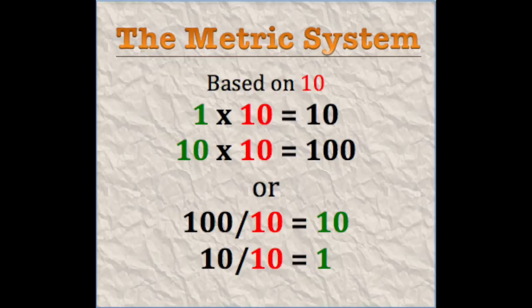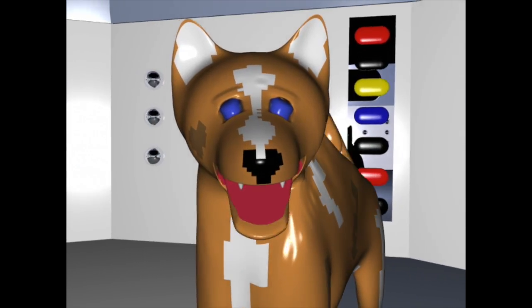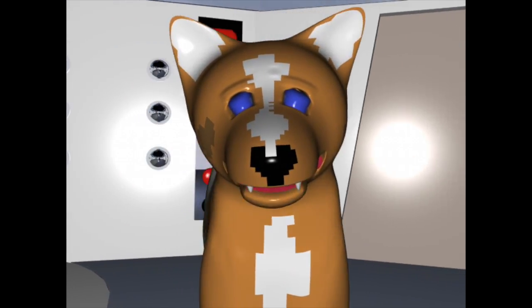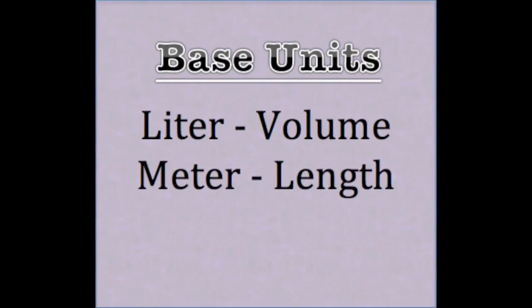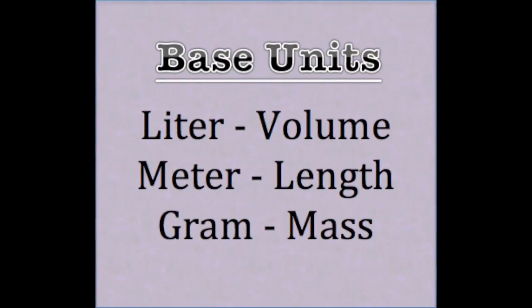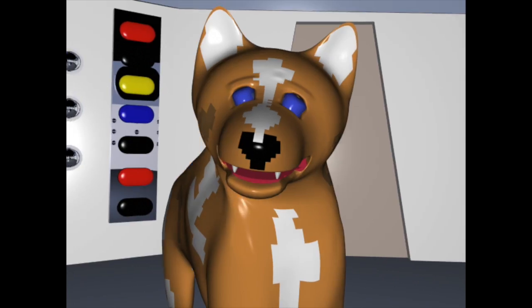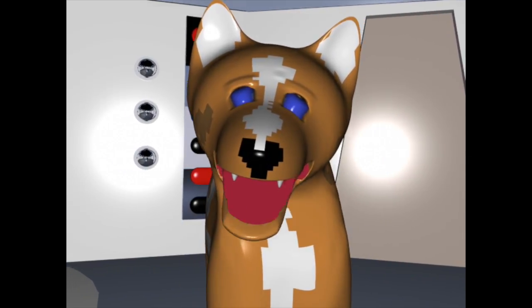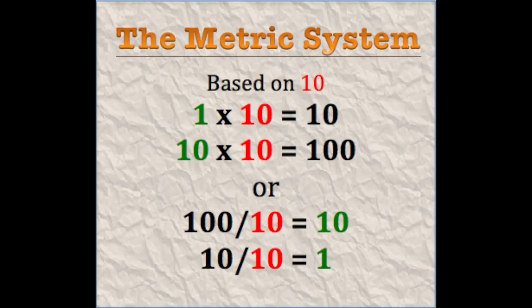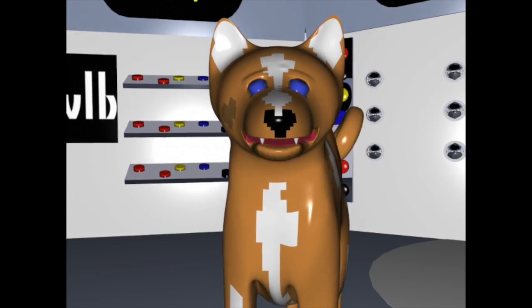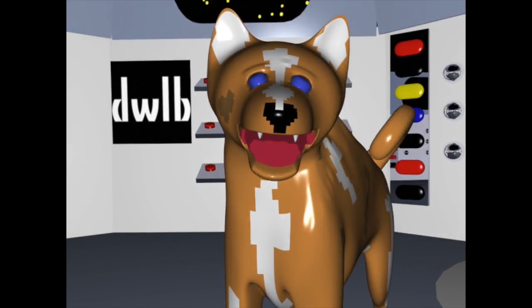or divide by 10. In order to demonstrate how that works, we must first talk about base units. We have liter for volume, meter for length, and gram for mass. And for each one of our base units, we can multiply or divide by 10 to create larger or smaller units of measure. Let's see how that works. We'll use length as an example.